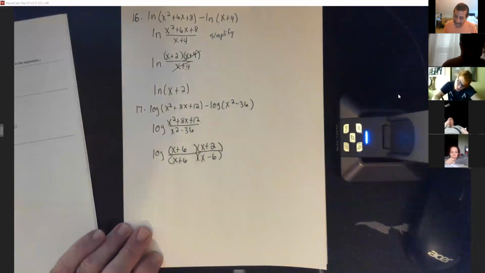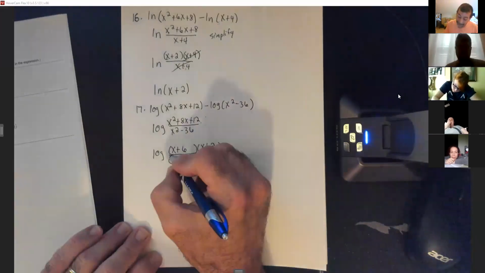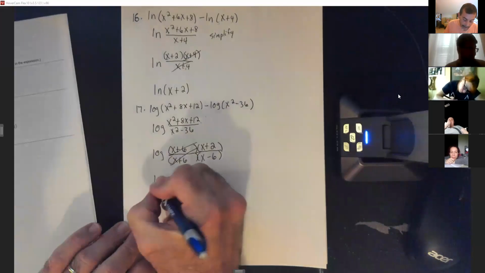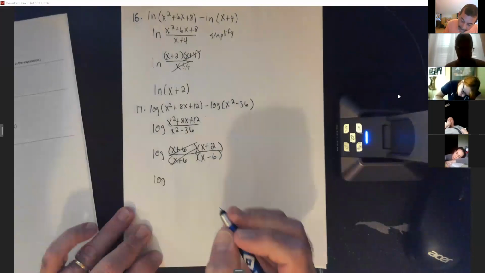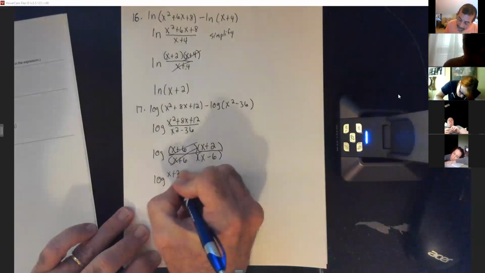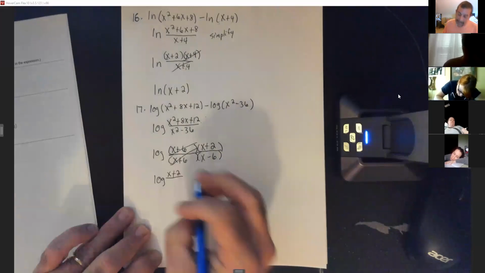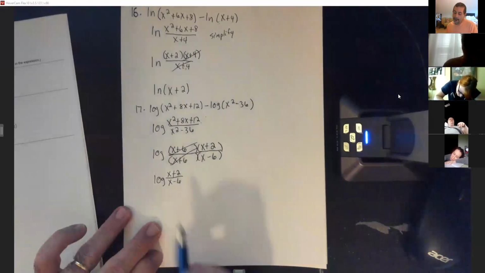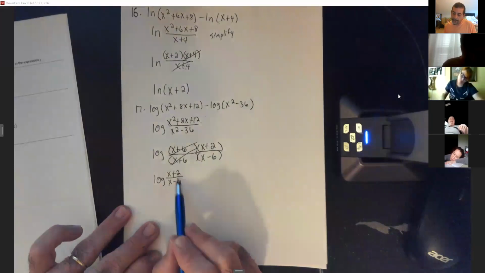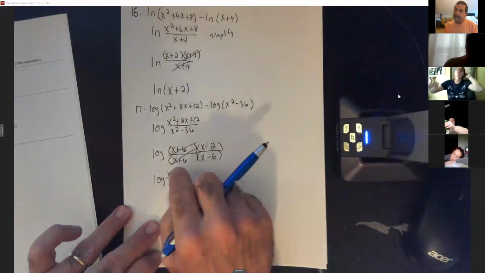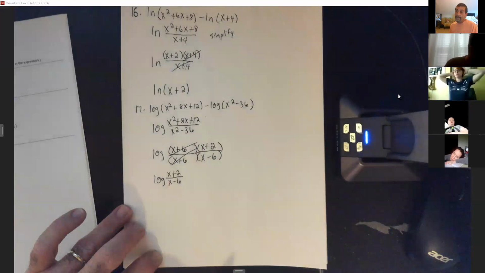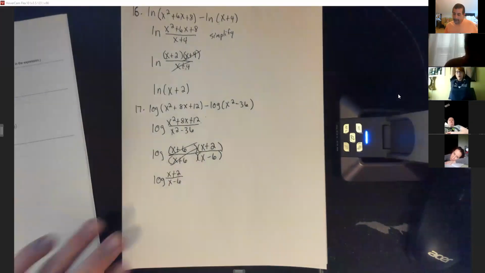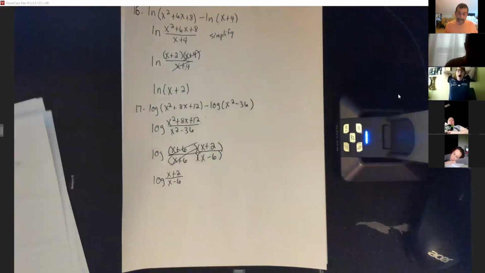Cancel. Yeah, I'm going to cancel those x plus 6's out. So my final answer would be the log of the x plus 2 over x minus 6. Now, it probably wouldn't need parentheses on this one because it knows the whole fraction is being affected by the log. There you go. That was 9-5.